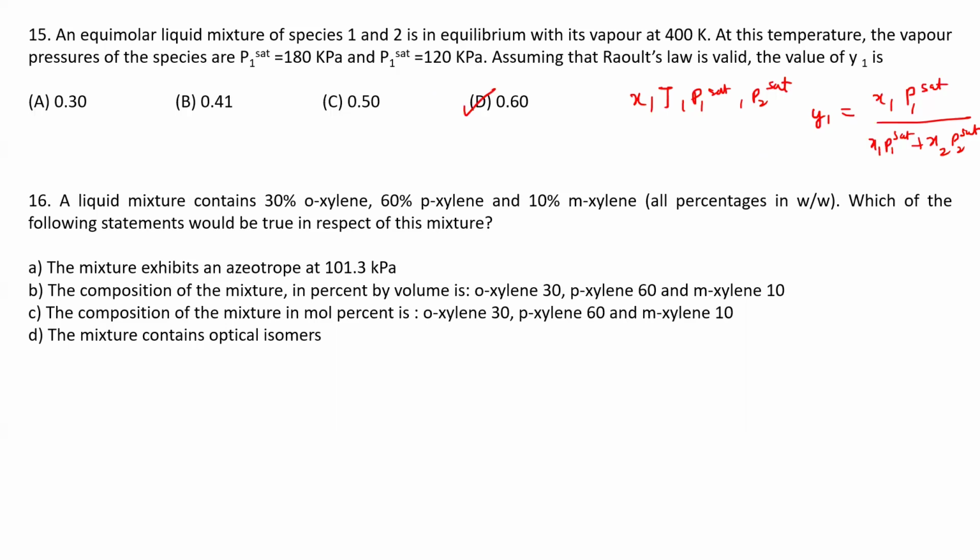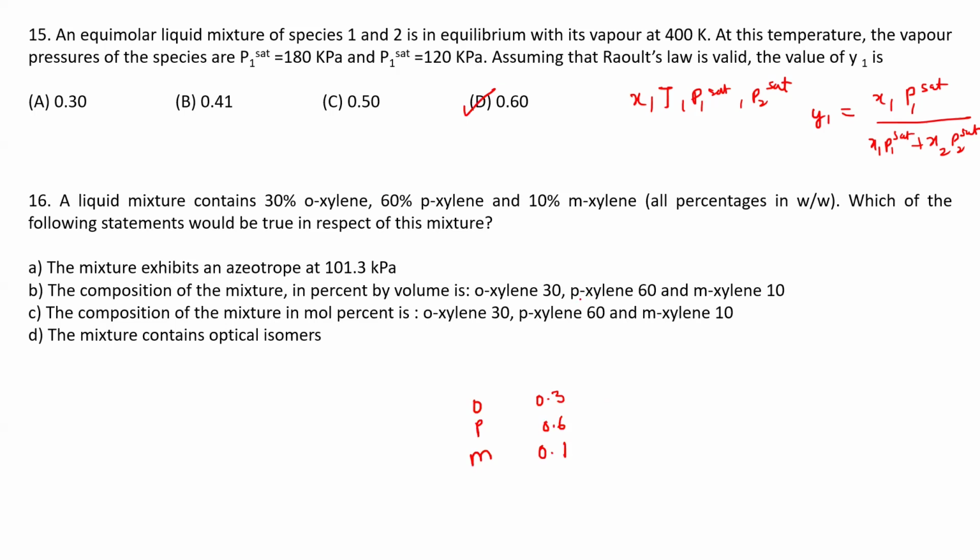A liquid mixture contains 30% o-xylene, 60% p-xylene, and 10% m-xylene, and all these percentages are weight by weight. So 0.3, 0.6, 0.1 is like a mass fraction. We'll go through the options. The composition of the mixture in % by volume is this.